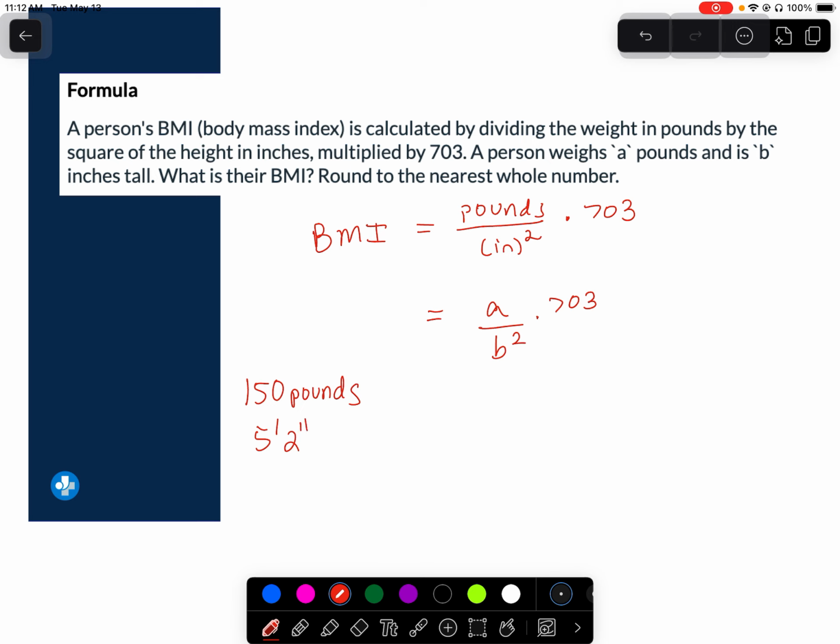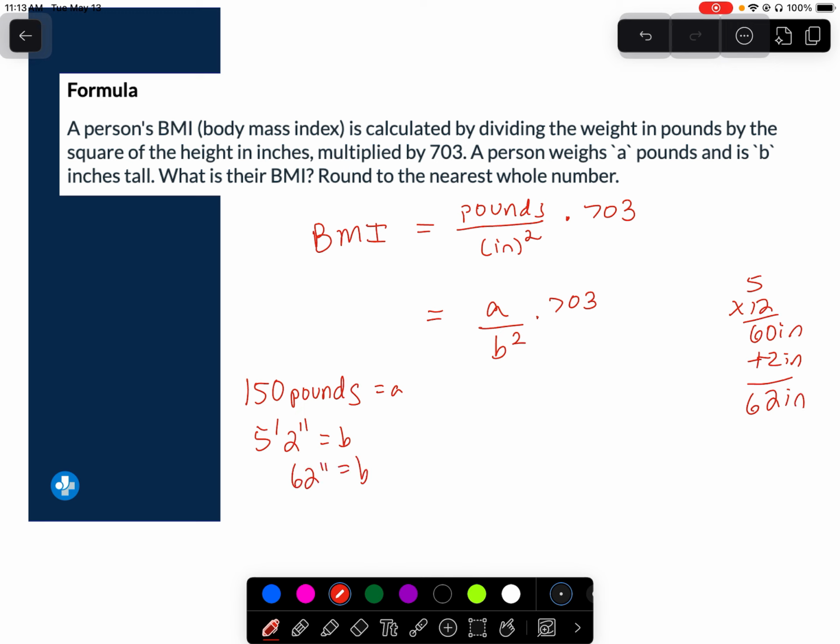Okay, so one of the problems here is that 5 foot 2 inches, how many inches is that? Remember, the B has to be in inches. So this is our A. This is almost the B, but it's not in the quite format yet. Every foot is 12 inches, so do 5 times 12. That's 60 inches, plus 2 more inches. Just add those extras on. That person is 62 inches tall.